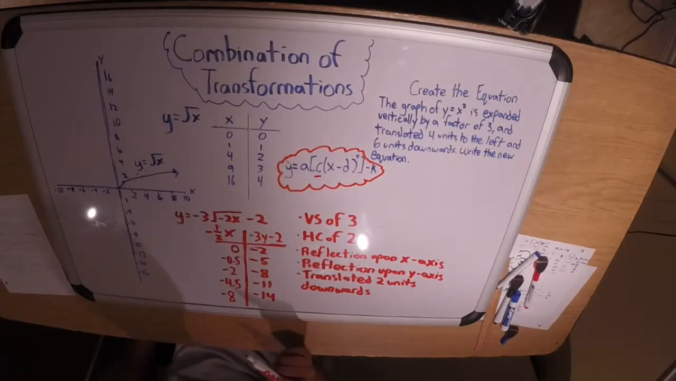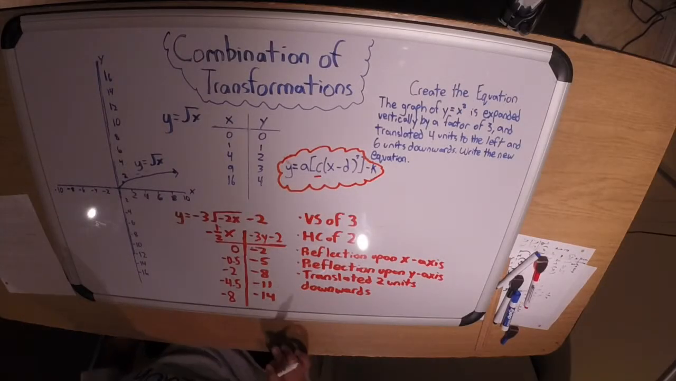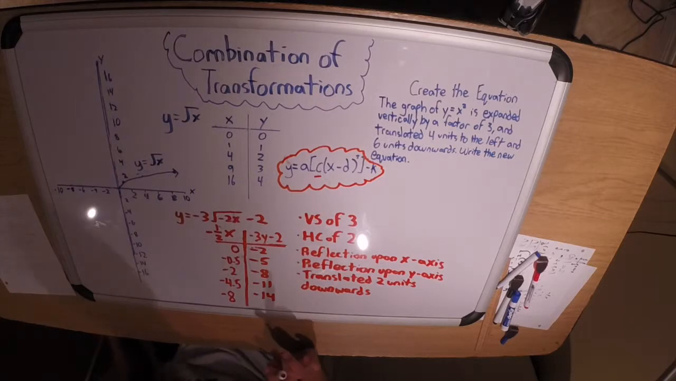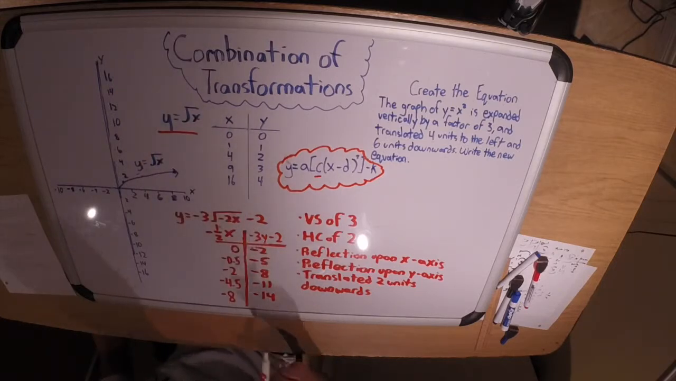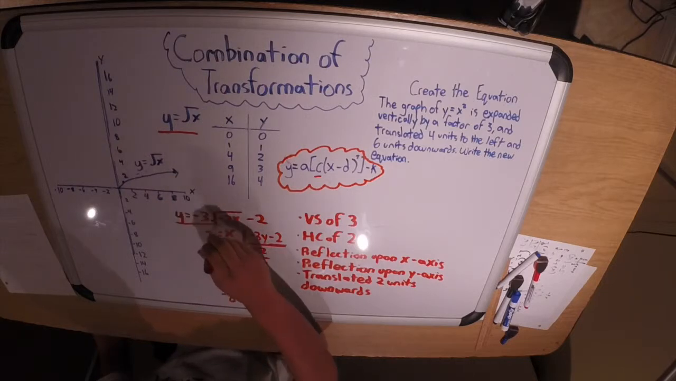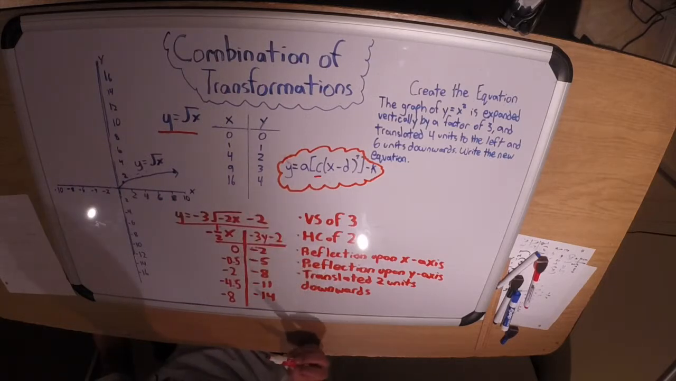Hey guys, previously you have learned about the different transformations, including reflections, stretches, and compressions. 2.6 consists of all the different transformations combined in one equation. So let's go through an example. Given the equation y is equal to the square root of x, graph the equation y is equal to negative 3 square root of negative 2x minus 2 on the same graph.